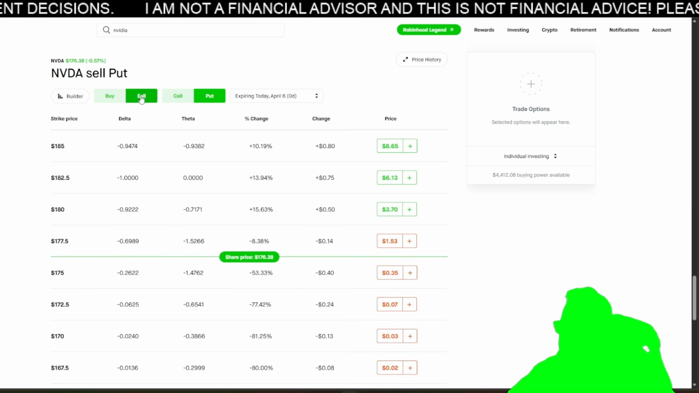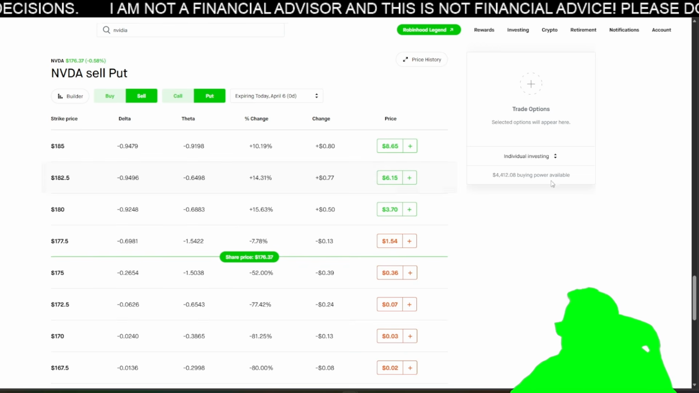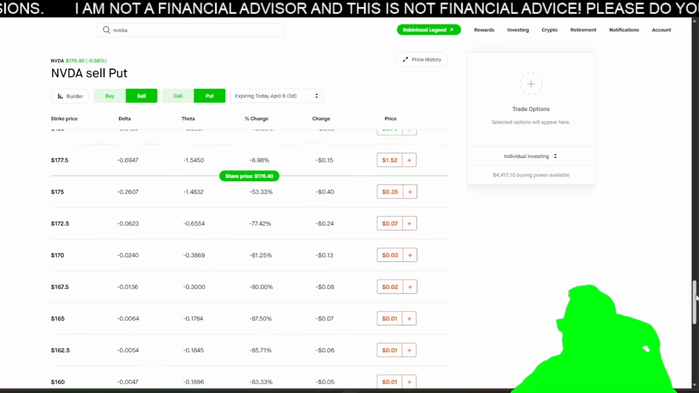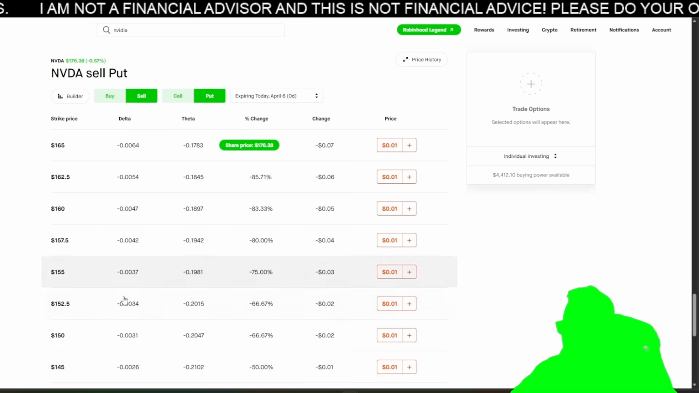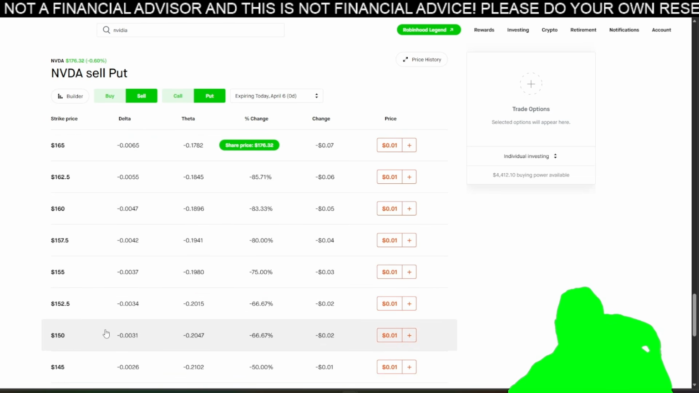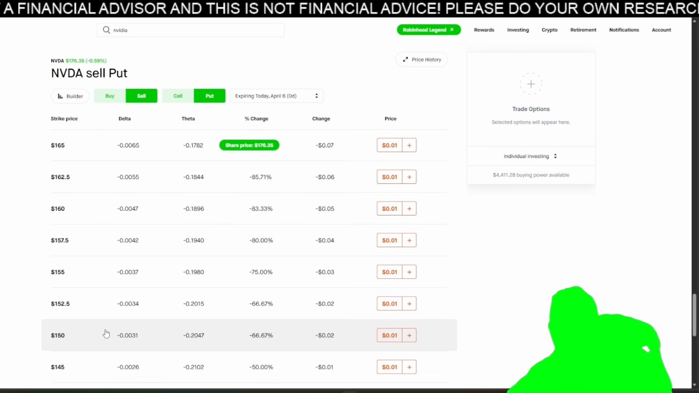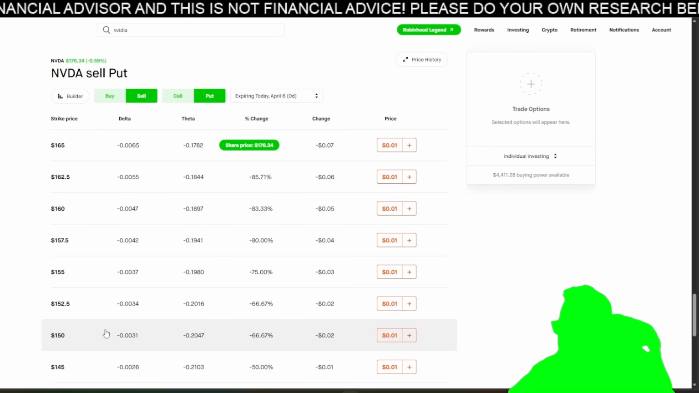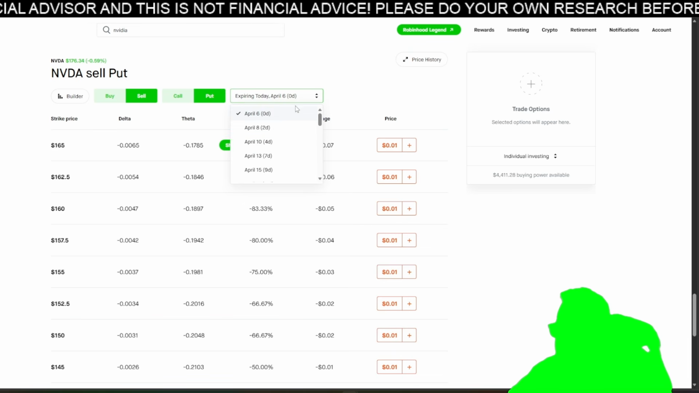So you're going to go to sell a put option here, basically saying, I don't think, or I'm hoping, that NVIDIA doesn't go below the $150 strike price, for example, here. And if it does, then I will just buy the shares at $150 each. Okay, now these are obviously 0 DTEs.